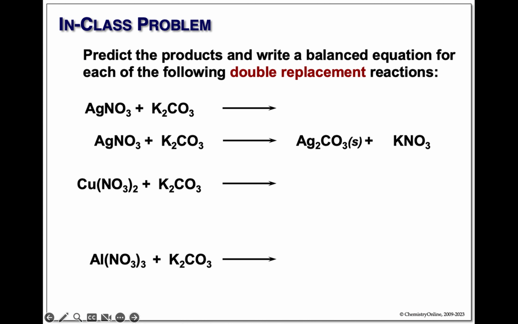We have 2 silvers, 1 silver. We needed 2 out here. That gives us 2 nitrates. Only have 1. Need 2 nitrates. 1 carbonate, 1 carbonate. I think we're good.